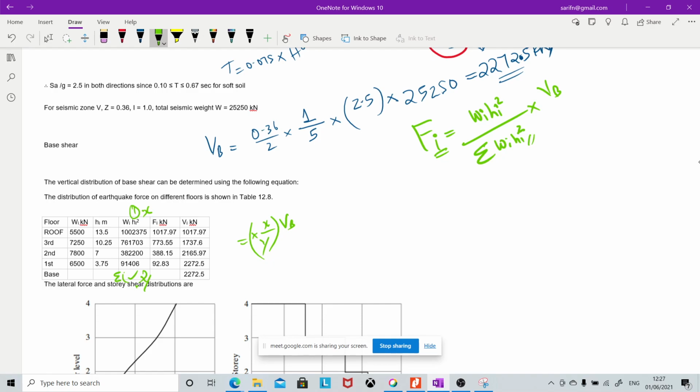Clear ആണോ? Please tell me if it is clear.